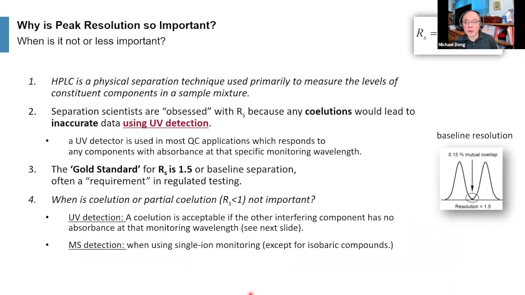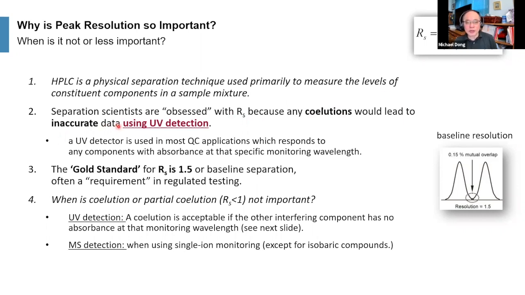Okay, why is peak resolution so important? Why do we keep talking about resolution? Okay, so the first thing, HPLC is a physical separation technique for analyzing a mixture. So primarily, we use HPLC to measure the levels of different components in a sample mixture. And I keep saying that everything in the world is really a mixture, right? You have a pure drug, but if you look at it carefully, it is a mixture. It might have trace impurities and degradation products. Now, separation scientists are obsessed with resolution. Actually, we are paid to achieve resolution for a sample, okay? Why? Because any co-elution between 2 peaks would lead to inaccurate data.